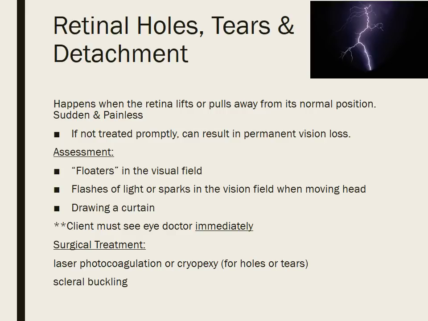The indentation that they make, or what they call buckling, is performed by placing these tiny pieces of silicone against the outside of the sclera, or the white part of the eye, and then they hold it in place with this band that goes around it, and that helps to keep the retina in contact with the choroid for reattachment. And then while they're doing that, they can drain any fluid under the retina. They can also place this gas or silicone oil inside the eye to help to promote retinal reattachment.